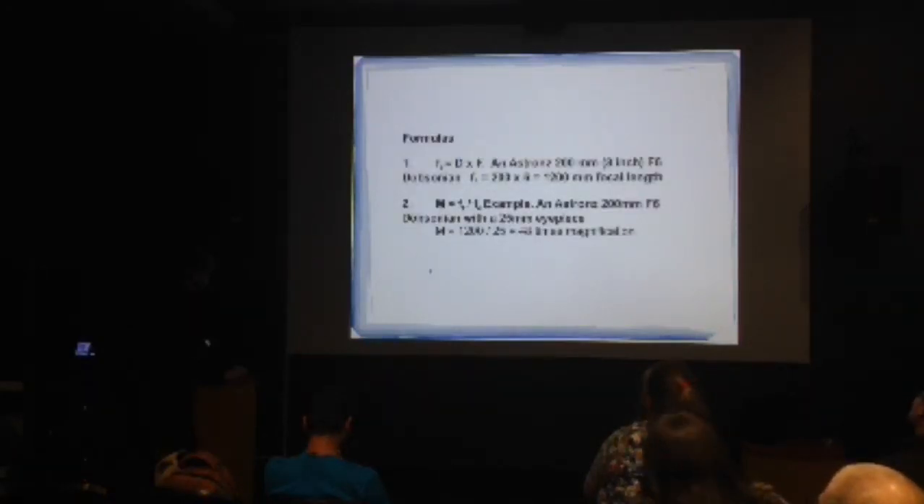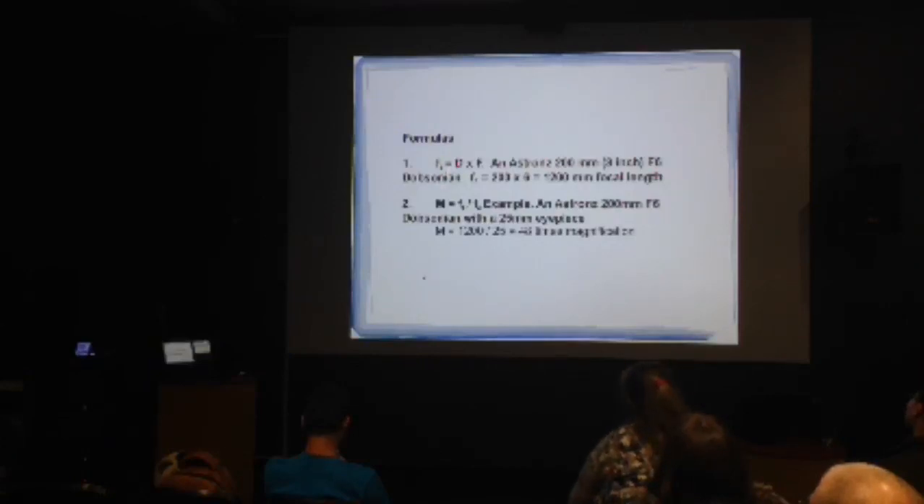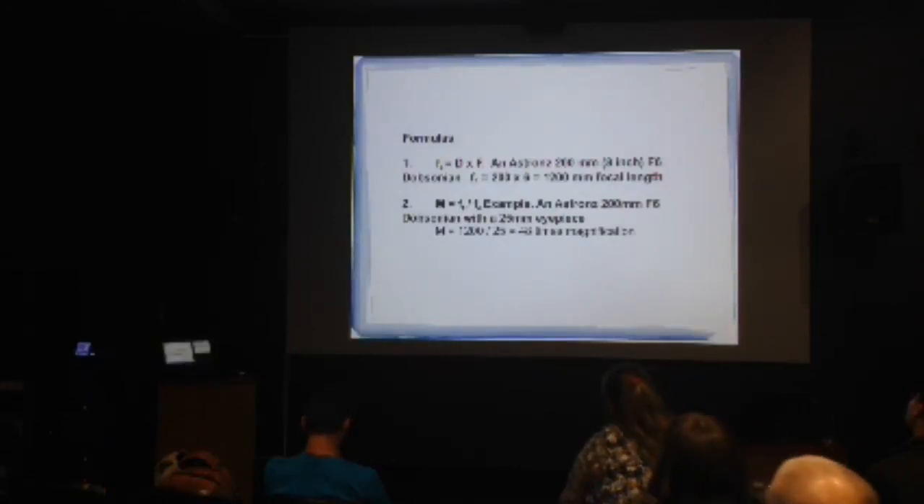So, a couple of formulas. I mentioned this before. The focal length of the telescope is the aperture diameter times the F number, or you can do it the other way around: the F number is the focal length divided by the aperture. It just gives an example here of one type of telescope.